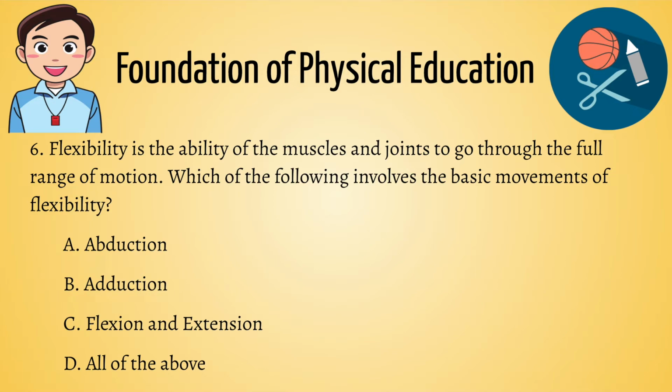Flexibility is the ability of the muscles and joints to go through the full range of motion. Which of the following involves the basic movement of flexibility? A. Abduction. B. Adduction. C. Flexion and extension. D. All of the above. Answer: D. All of the above.